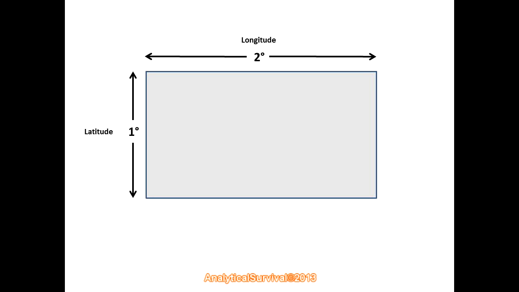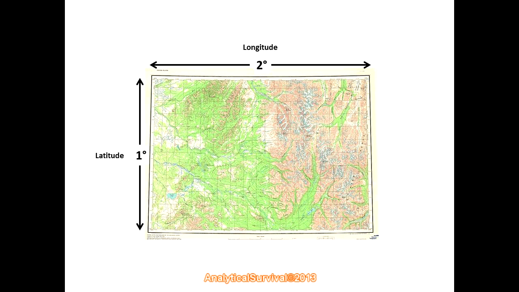Okay, here's a chunk of land that is 1 degree latitude by 2 degrees longitude. Now, what does that mean? Well, at its simplest, we know that 1 degree equals 69 miles or 111 kilometers. So 2 degrees over here would be 138 miles or 222 kilometers. And here is our 1 degree latitude by 2 degrees longitude map.